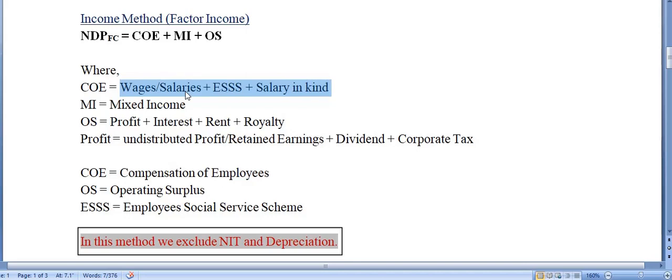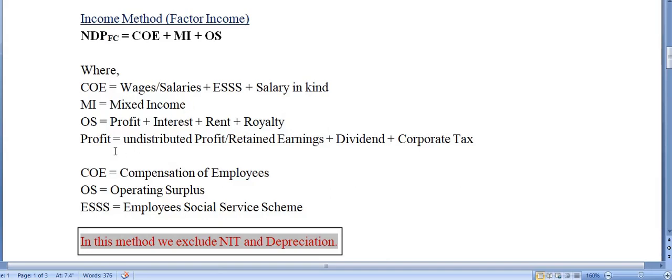MI, mixed income, like for teachers. They earn from school as well as from tuitions. So don't you think it is mixed income? And that teacher has also given their place out on rent, so he or she is also earning rent. So that is the mixed income of that particular person.